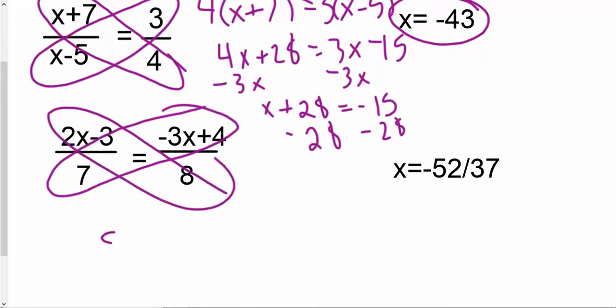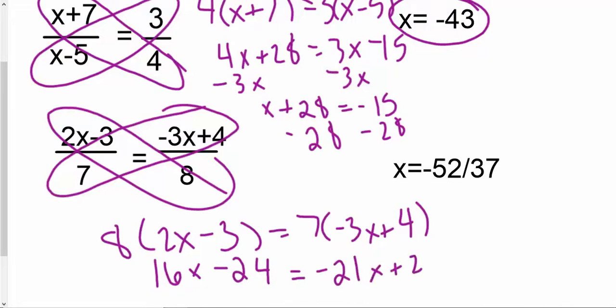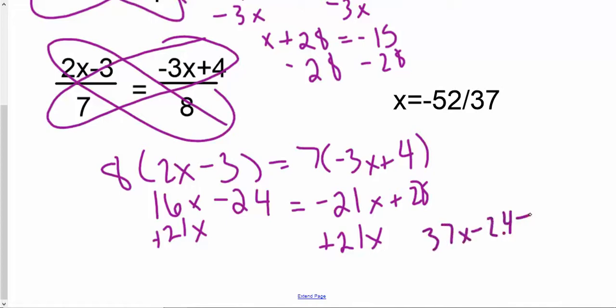And this gives us 8 times 2x minus 3 equals 7 times negative 3x plus 24, or sorry, plus 4, which is 16x minus 24 equals negative 21x plus 28. From here, I would say, well, where do I have more x's? Again, it's on the left. So we're going to add 21x to both sides to reduce that negative 21x. This gives me 37x minus 24 equals 28.